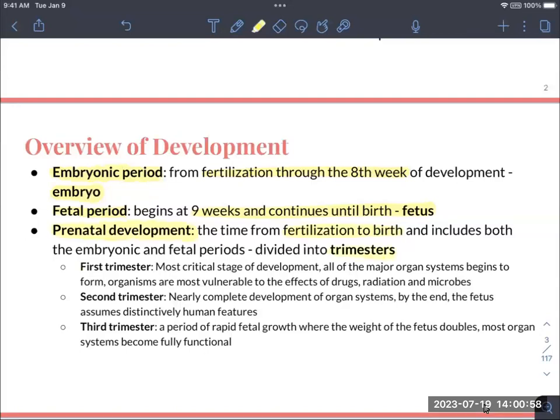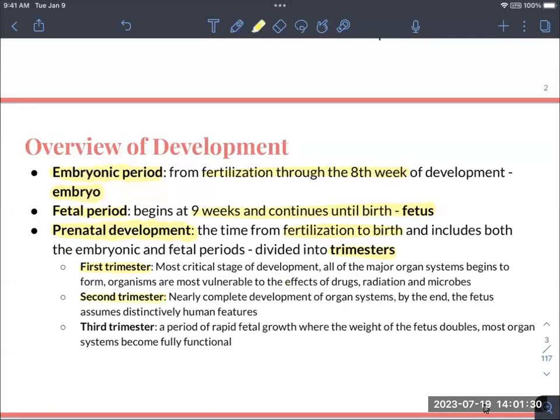So the first trimester is usually the most crucial stage because most organs are developing. The brain is developing, the heart is developing in these first 8 weeks. So they're very vulnerable. Drugs, radiation, and microbes can all affect how this embryo develops. That second trimester, by now, most of the organ systems have developed.